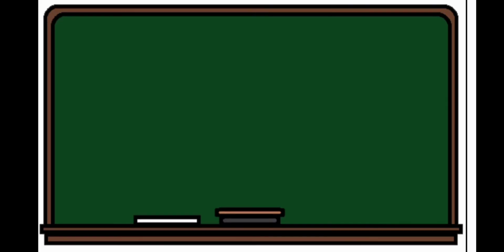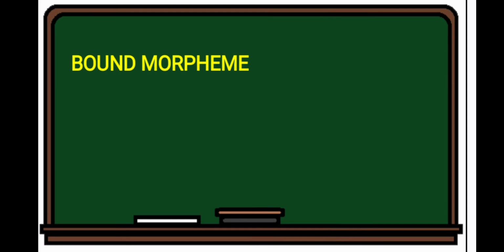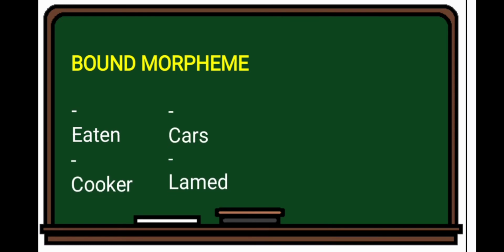Unlike what we call the bound morpheme, which really needs a prefix or suffix, like for example the words eaten, cooker, cars, lamed. As you can observe here, the word eat has been added with the suffix -en. In cooker, the -er is a suffix. In cars, the -s is a suffix, and in lamed, the -ed is what we call a suffix. And you know that -en modifies a verb, -er modifies an adjective, -s modifies a noun, and -ed also modifies a verb.